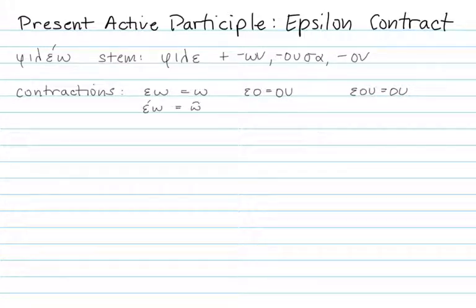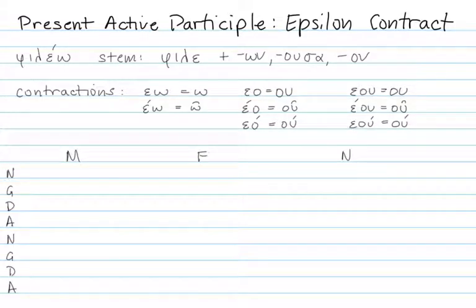Now, what the final accent is depends on what you begin with. So if you begin with an acute on the first of these 2 syllables, then the contraction has a circumflex. So έω becomes ῶ, έο becomes οῦ, and έου becomes οῦ. Then on the flip side of that, if your acute is on the second syllable of the 2 in the contraction, then the resulting syllable gets an acute. So εώ becomes ώ, and εό becomes ό.